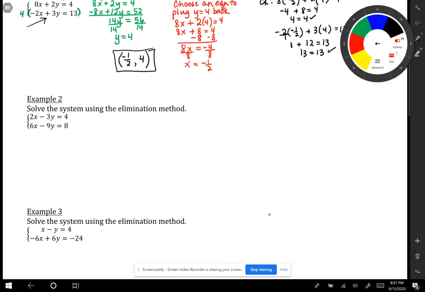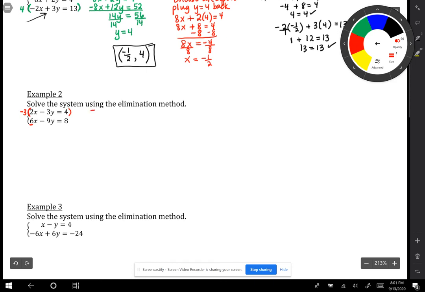So the bottom number is larger, 6. So the opposite of 6 is negative 6. So we want to multiply this top equation by negative 3. And that'll give us negative 6x. So we have a negative 6x. That's the goal of elimination, getting rid of the variables by making opposites. Be really careful here. A negative times a negative is a positive. Okay, bottom equation we didn't do anything to.